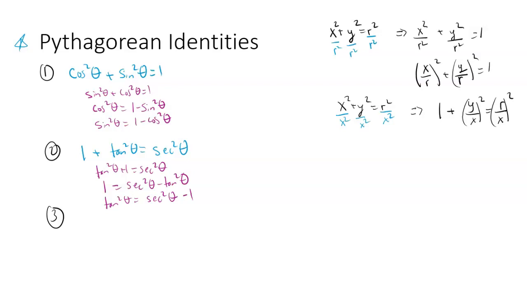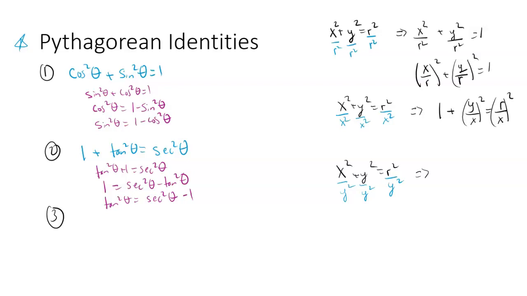Okay, so notice that I have 6 trig functions, and I've used 4 of them. So it's safe to say that we haven't seen cotangent or cosecant. So notice what happens when we divide this by y squared. So divide everything by y squared.